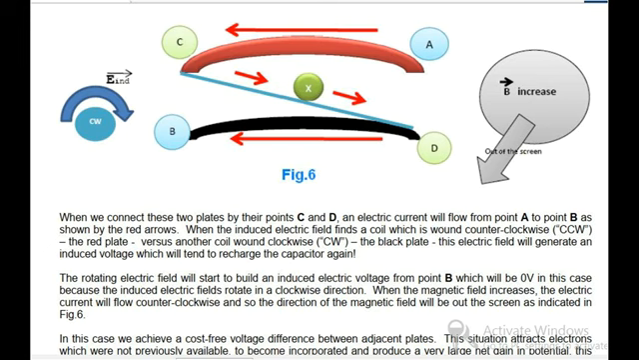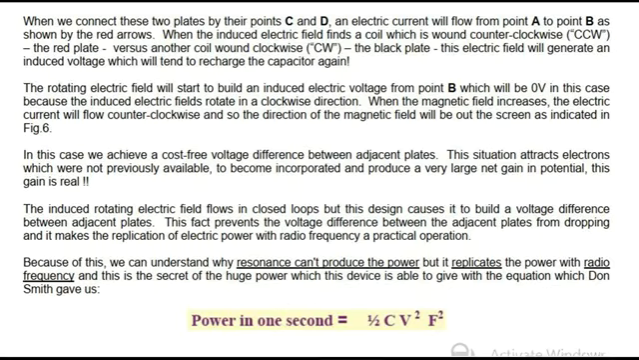In this case we achieve a cost-free voltage difference between adjacent plates. This situation attracts electrons which were not previously available, to become incorporated and produce a very large net gain in potential. This gain is real.